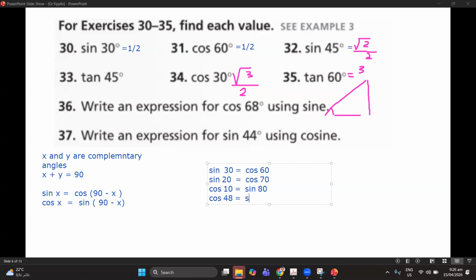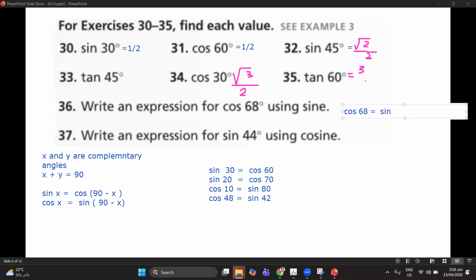The cosine of 48 is the same as sine of 42. Okay. Now in number 36, write an expression for cosine of 68 using sine. Cosine of 68 equals sine of 22. Thank you.